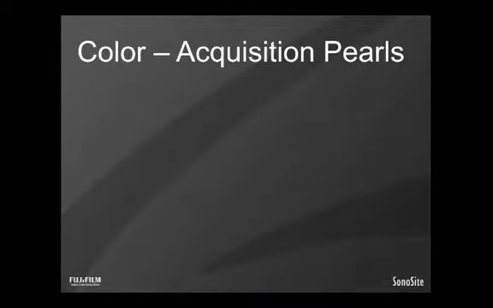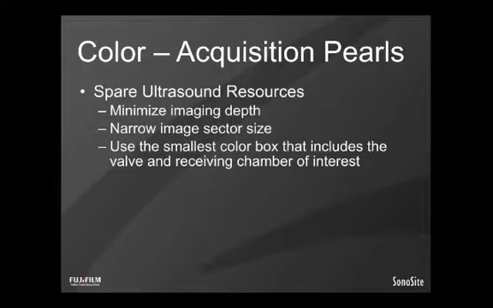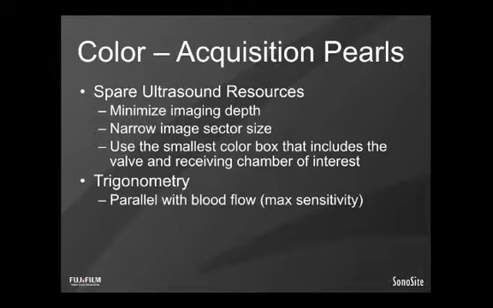So when talking about color, I want to emphasize a few acquisition pearls. In general, color, when added onto a 2D image, taxes your ultrasound machine, and especially at the point of care, this ultrasound sparing approach is important. So what you want to do when imaging the 2D image, you want to minimize your imaging depth, and you also may choose to narrow your image sector size of the actual 2D image. And when it comes to applying the color box, as I mentioned, you want to use the smallest color box that overlaps the valve of interest and the chamber of interest. This will help you resolve the valvular lesion most accurately.